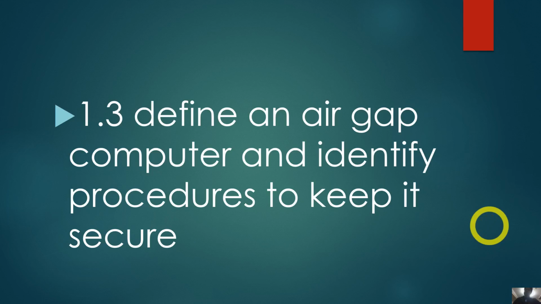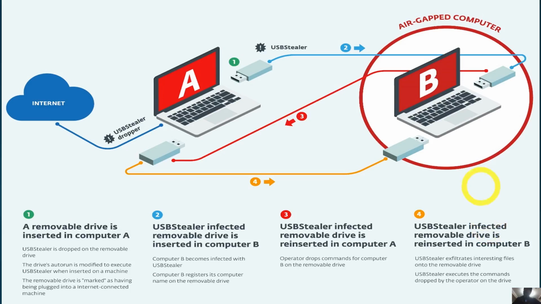Okay, the subtopic here is to define an air gap computer and identify procedures to keep it secure. First we need to know what an air gap is. In this case, I prefer to use this image because it's more understandable. As you can see here is an air gap computer. That means that, for example, someone wants to steal the data from another computer. How can that computer do that?